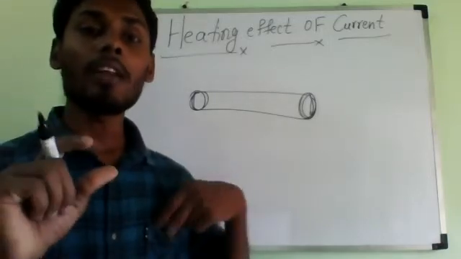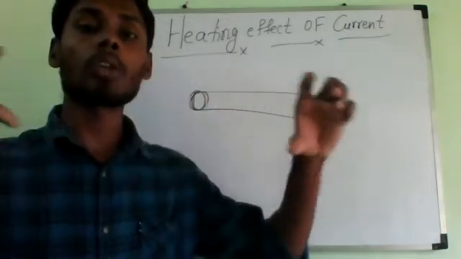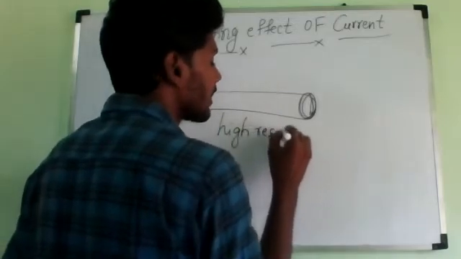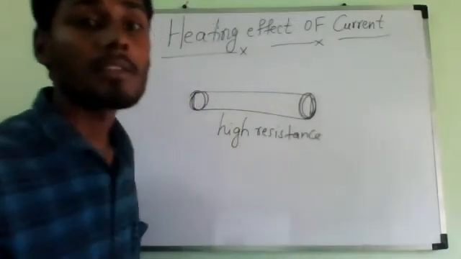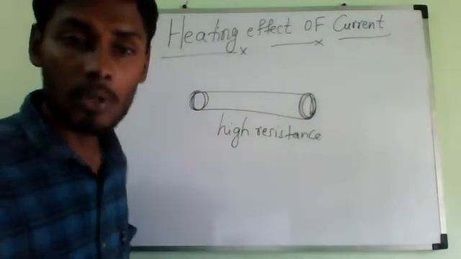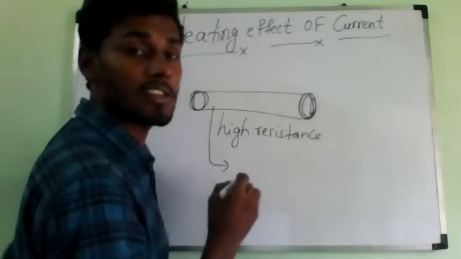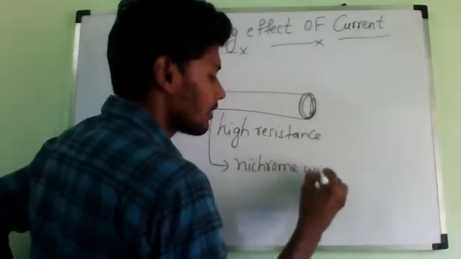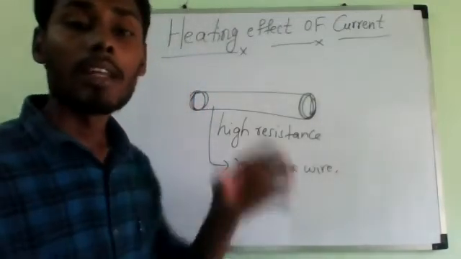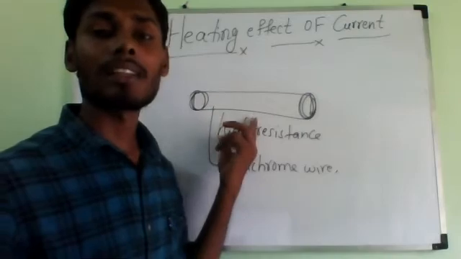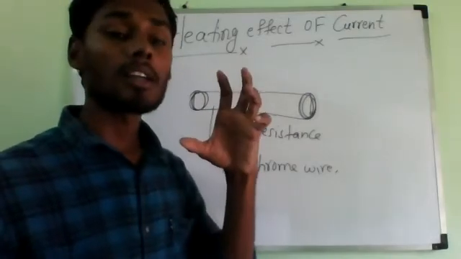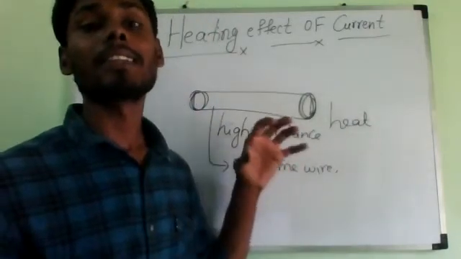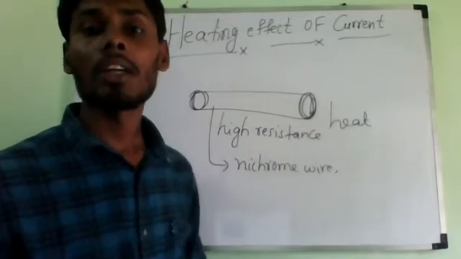Are you understanding? When an electric current is passed through a high resistance wire, for example, the best example of a high resistance wire is nichrome wire, then the resistance wire becomes very hot and produces heat. So this heat is called the heating effect of current.